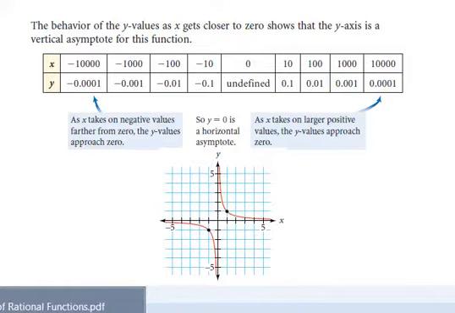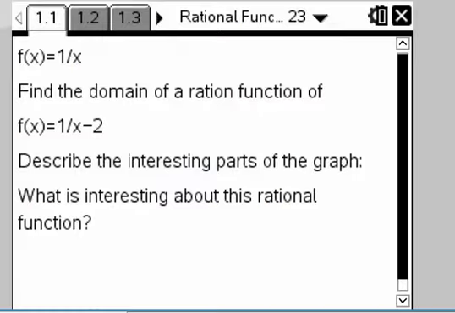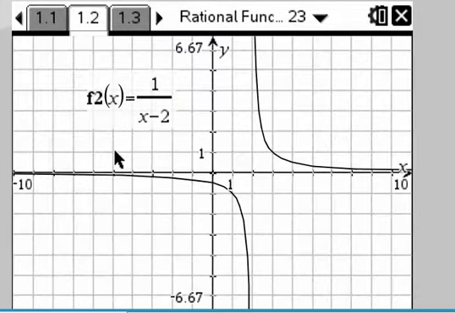Next thing we can look at is the domain of a rational function, 1 over the quantity x minus 2. You want to be able to describe the parts of the graph, what's interesting about this rational function. As before, we were centered around the origin. Now we're centered around 2. Why is that? 1 over x minus 2 shifts everything over to the right 2.